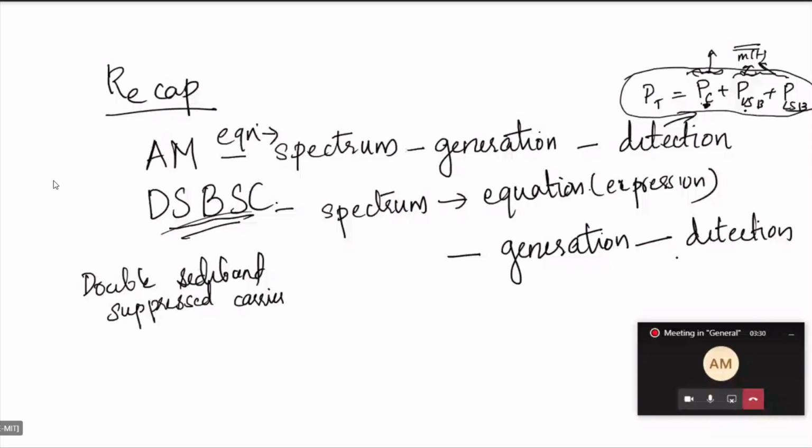Coherent detection means whatever carrier signal is generated at the transmitter, we need to get the same carrier at the receiver also. Are you with me? Yes, ma'am.